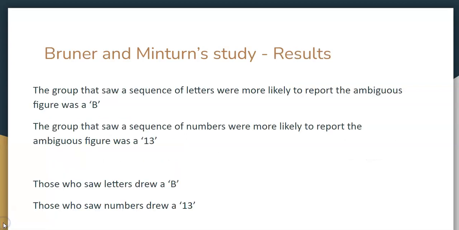And what they found in this study was that the group that saw a sequence of letters were more likely to say they saw the figure as the letter B, and the group that saw the numbers were more likely to say they saw the number 13. So those who saw letters ended up drawing a B. Those who saw numbers drew the number 13.